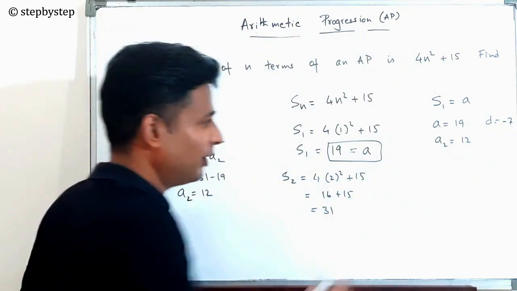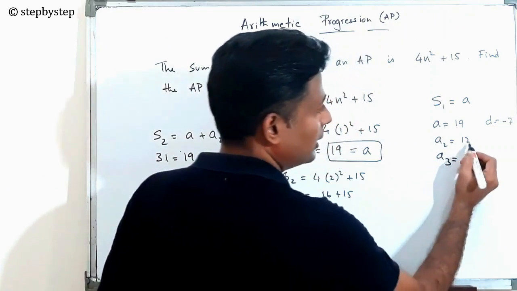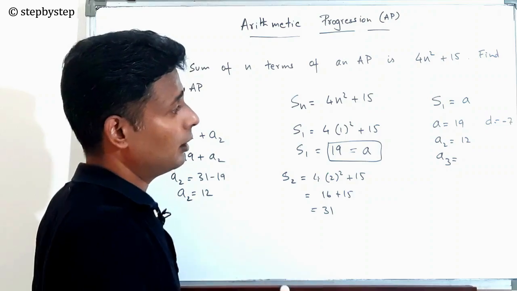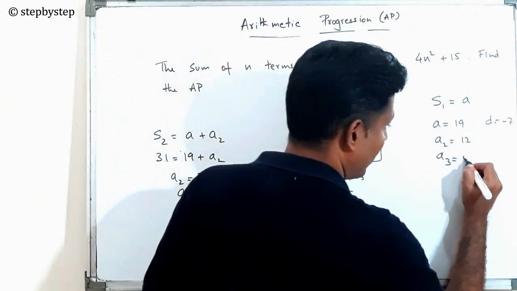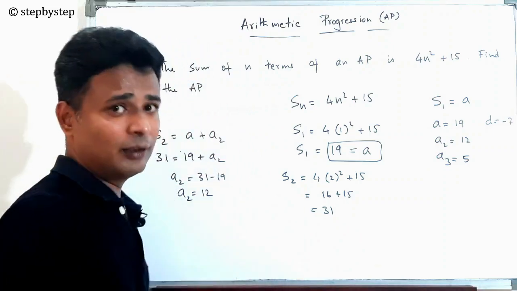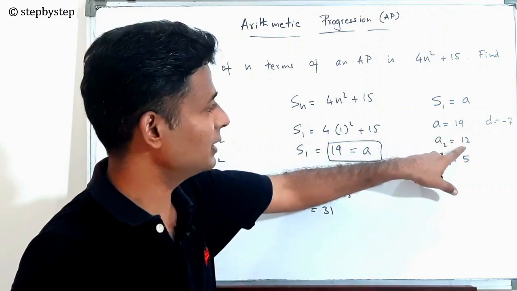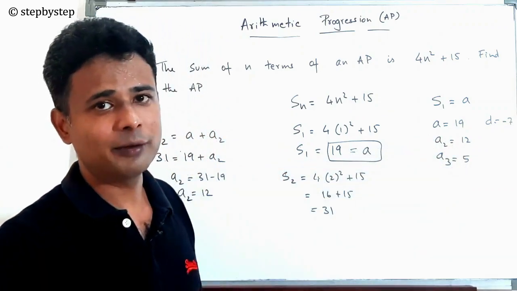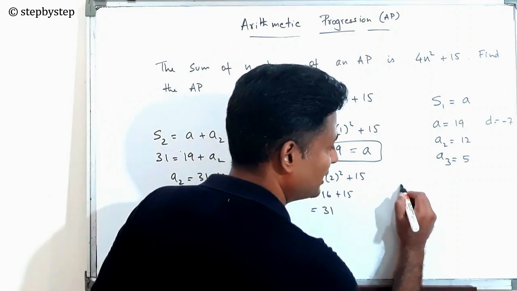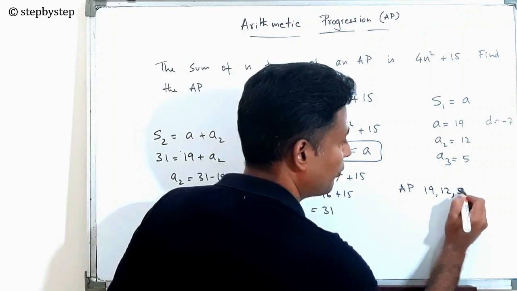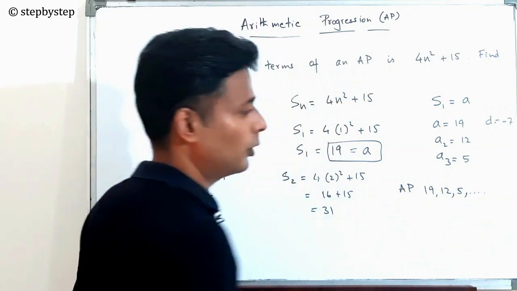Now we know the common difference, we can easily find the third term. Second term is 12, 12 plus d, that is 12 minus 7, that is 5. So the third term is 5. It's a decreasing AP. It's decreasing by 7. So 19 minus 7 is 12. 12 minus 7 is 5. So we found the first 3 terms. Hence the AP is 19, 12, 5, and so on.